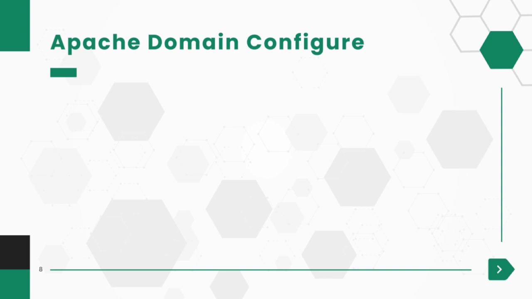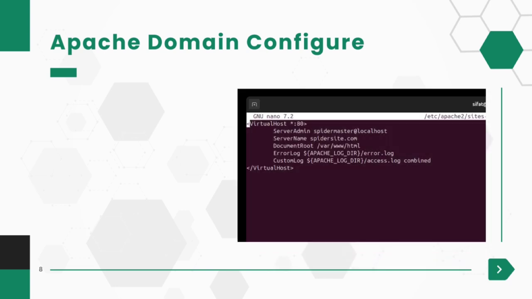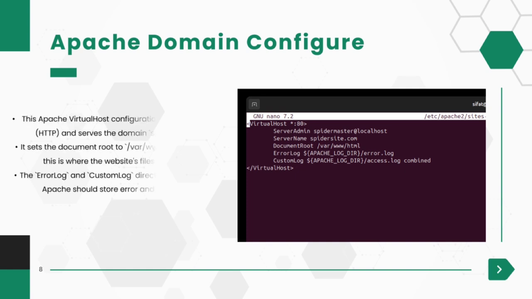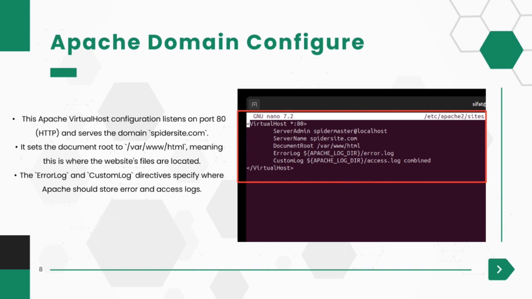Apache domain configuration. The configuration of Apache for spidersite.com is done through a virtual host directive which listens on port 80 for HTTP traffic. The document root is set to /var/www/html, where our website's files are stored. This tells Apache to serve the website files from this directory when someone visits spidersite.com, but it will be only accessible via the host device.